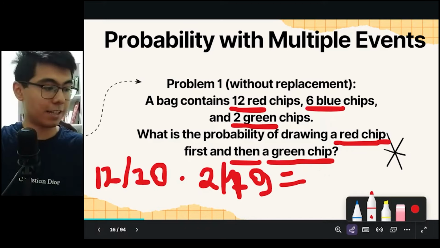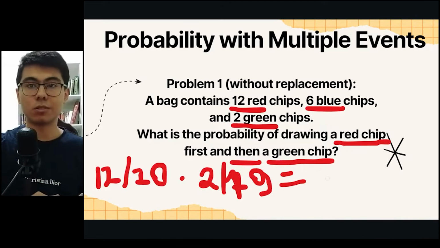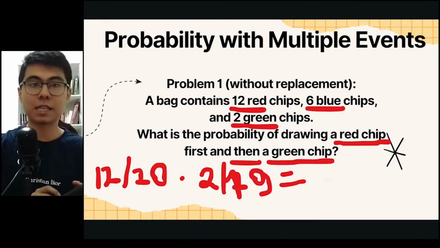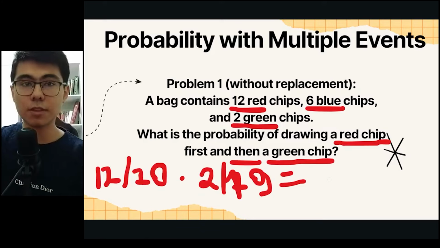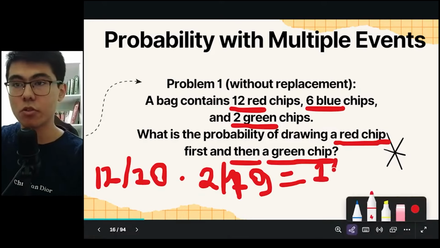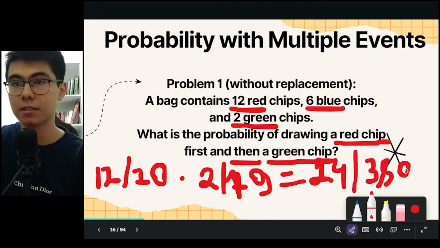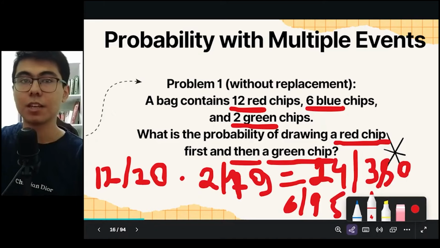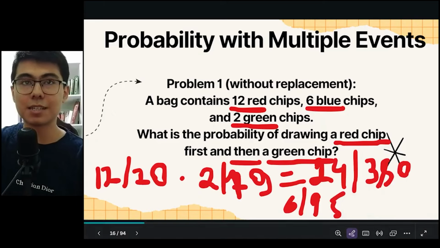And that is going to give us, let me use my calculator for this. So 12 multiplied by 2 over 19, we get 24 over 380. And that's going to equal 6 over 95. So is this clear to you guys?